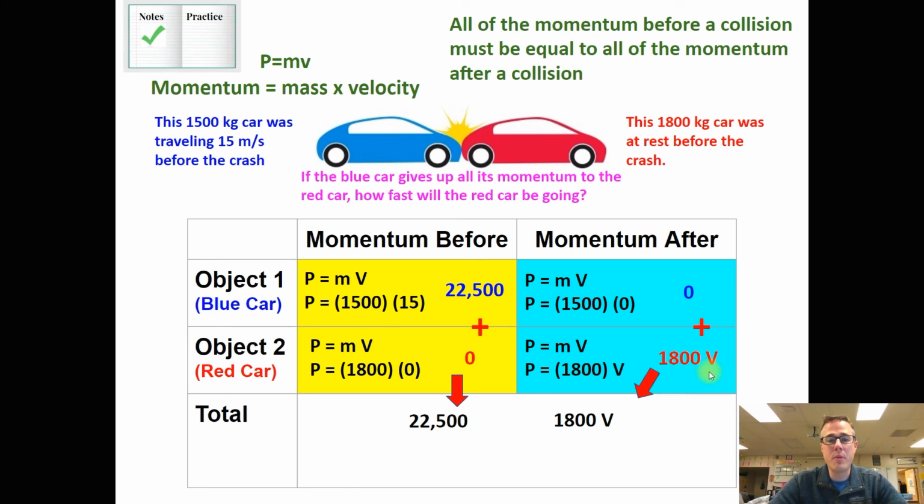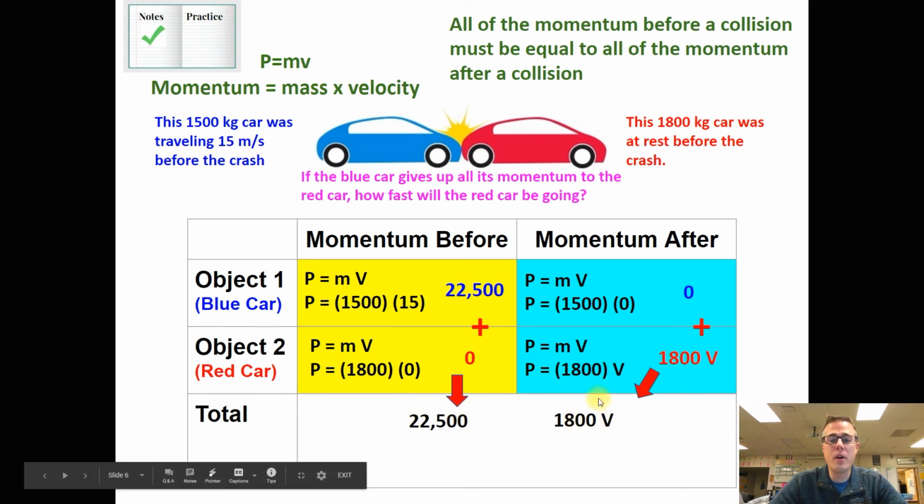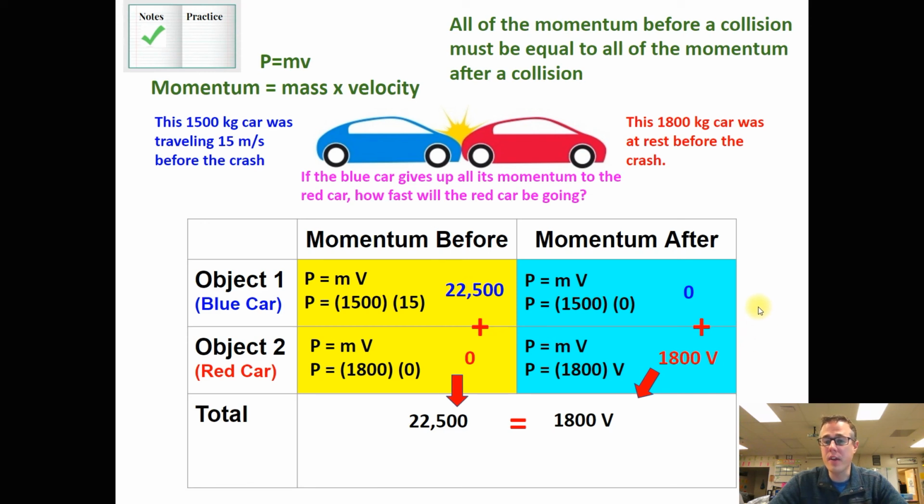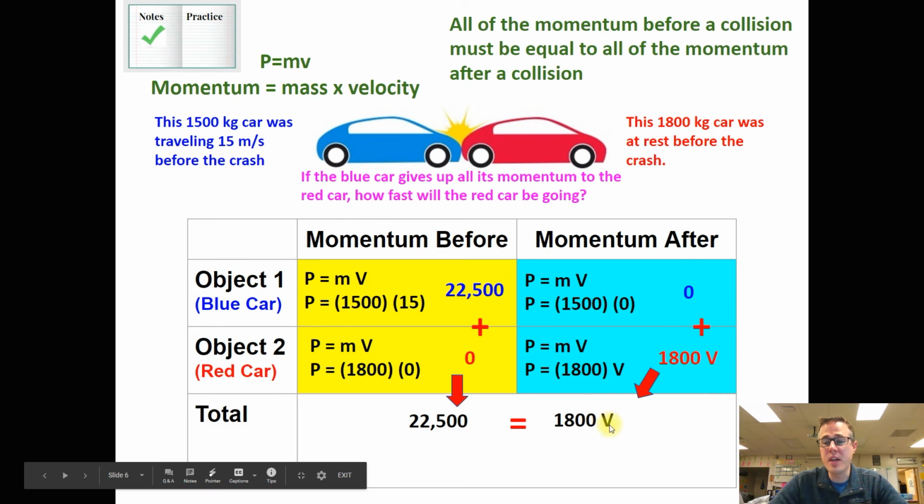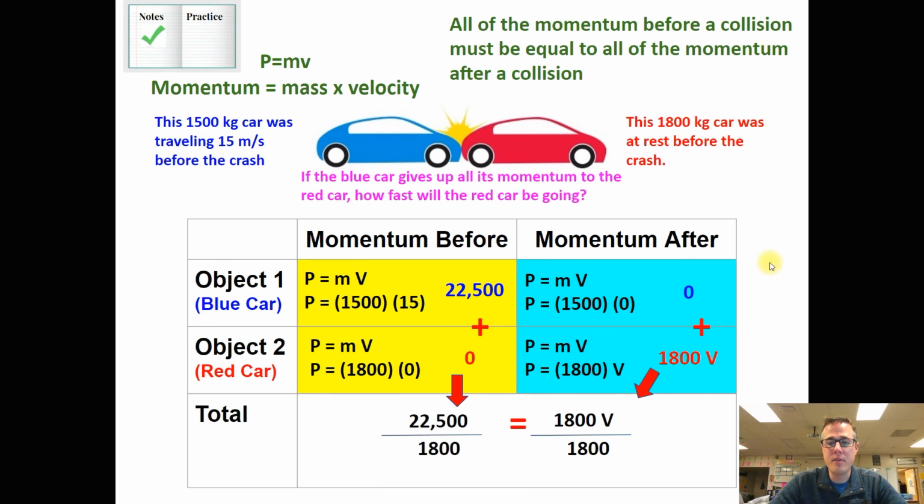Now comes the part where we combine these two things we've just done. Newton said all the stuff before has to equal all the stuff after, so we're going to just put an equal sign between the two, and now we have an algebra expression. 22,500 equals 1,800 v, and we're solving for v. So since 1,800 is times v, in order to undo that, we have to divide both sides by 1,800, and we figure out that the velocity of the red car after the crash was 12.5 meters per second. Pause this video if you need to add any of these details before moving on.